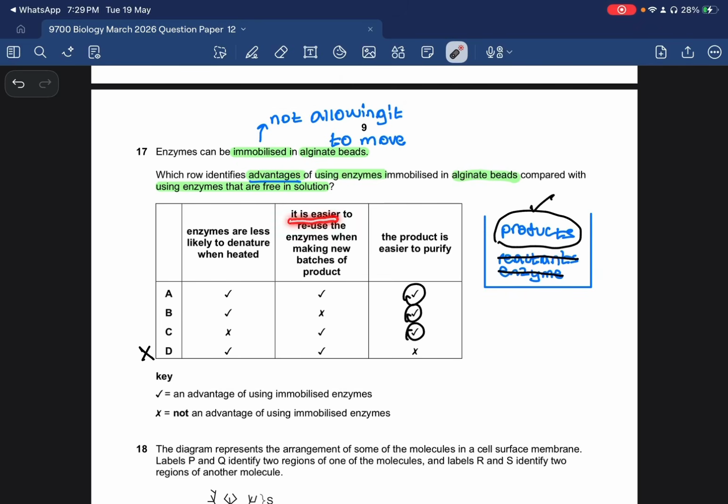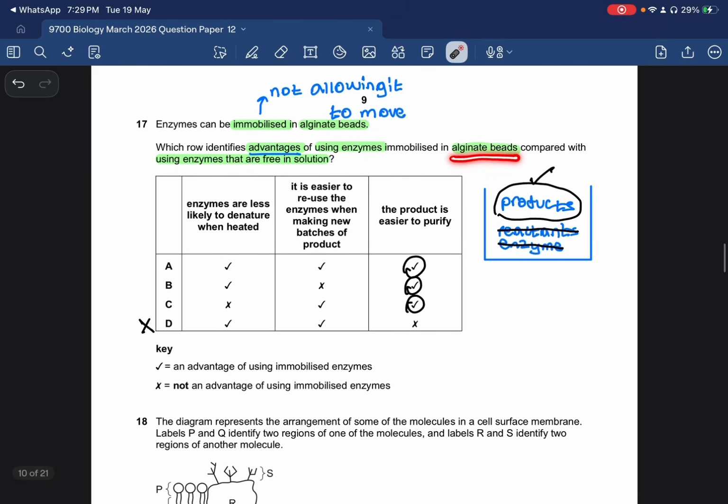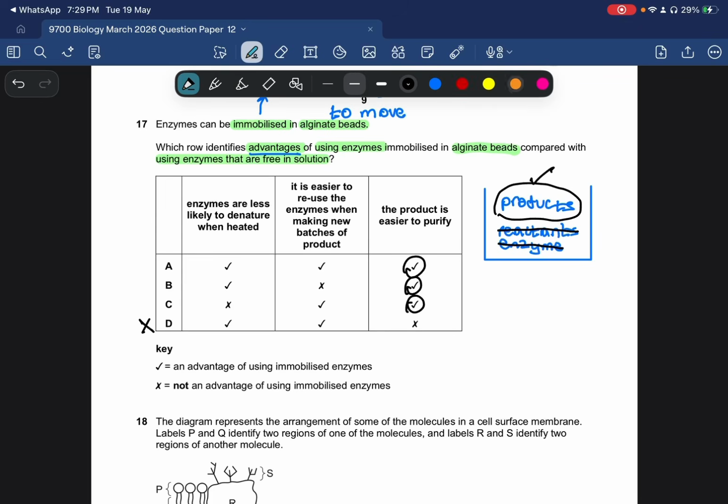It is easier to reuse the enzymes when making new batches of the product. Yes, because immobilizing in alginate beads, how does that happen? So let's take an example. I have this tube right here, and this tube basically has many beads. So you see those beads used in necklaces? Think of those as alginate beads, right? It's basically a vertical column or a tube of alginate beads. And now in between these alginate beads, you have the enzyme.